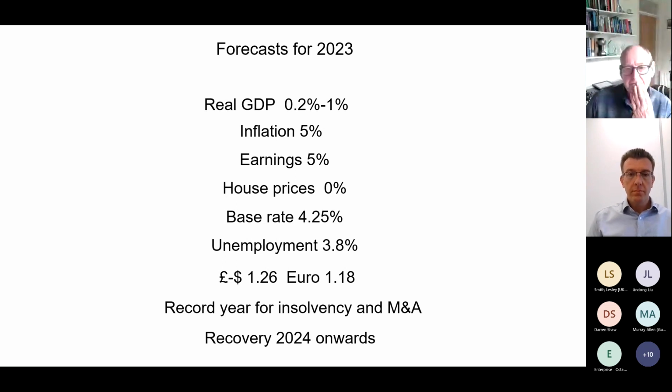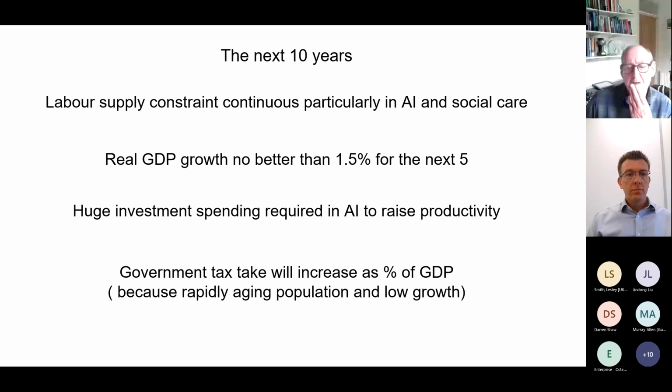Next slide. So if we look at the next 10 years, that labour supply constraint is continuous, particularly in technology sectors and social care. I don't think real GDP growth can be better than 1.5% for the next 5 years until, if investment picks up, that kicks in. And it's a huge number that we need to invest.